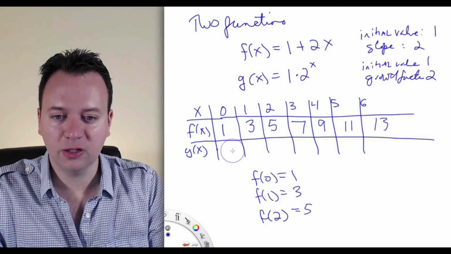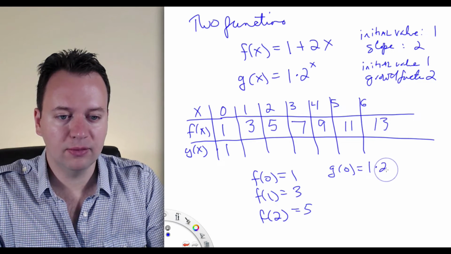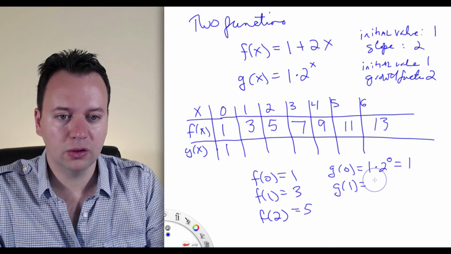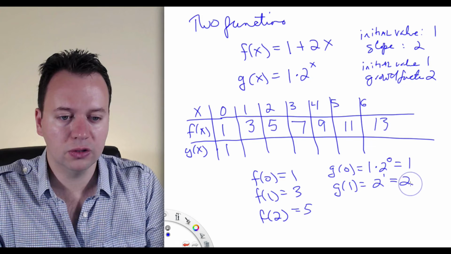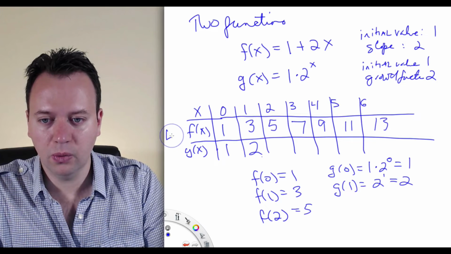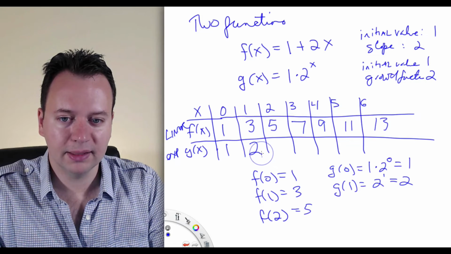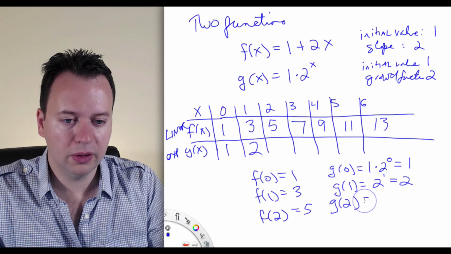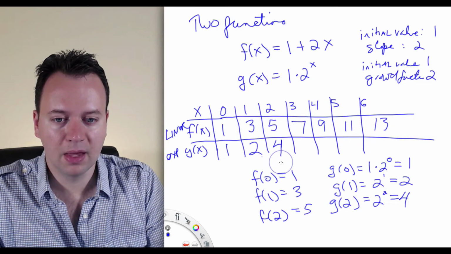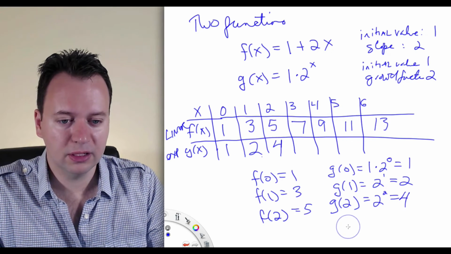Now let's look at the case of exponential growth. So we still started with 1. G of 0 was just 1 times 2 to the 0. 2 to the 0 is just equal to 1. G of 1 is just going to be 2 to the power 1, which is 2. So far it looks like the linear function is winning. Let's see what happens next. G of 2 is going to equal 2 squared, which is 4. So it looks like first we added 1 to the output, then we added 2 to the output. Let's see what happens next.